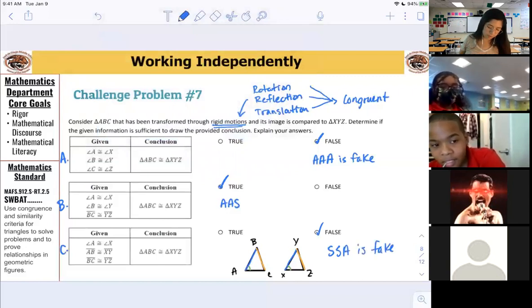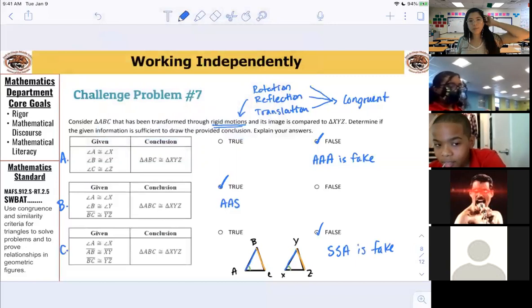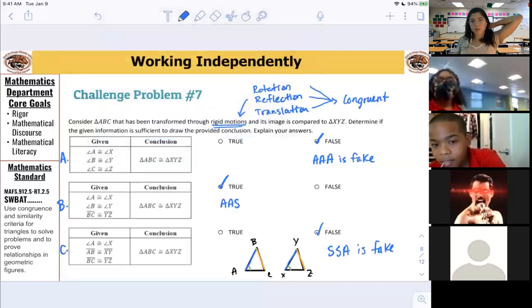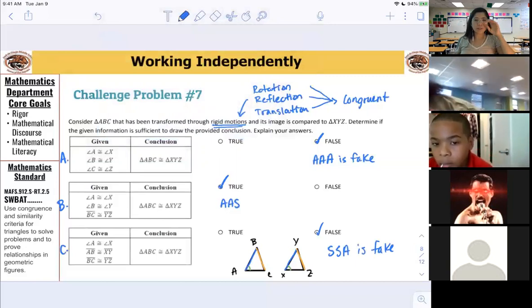Fake news. Bad. Fake news. Okay. Cool. Any questions on number 7? No.